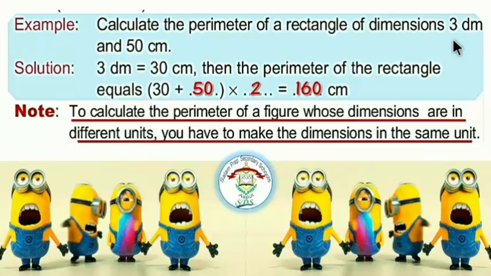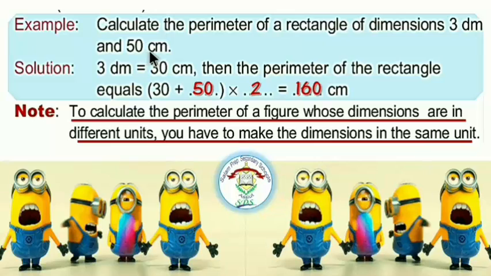Take care, we can't find the perimeter of a rectangle with different units of length, so we must make these two units the same. So we will convert decimeter to centimeter. 3 decimeter equal 30 centimeter.